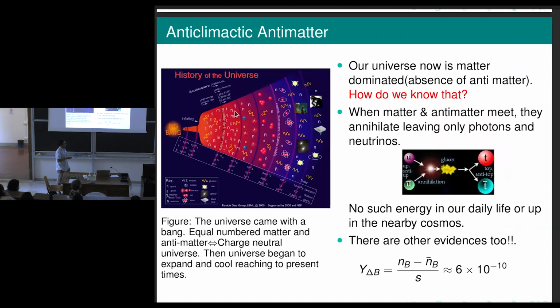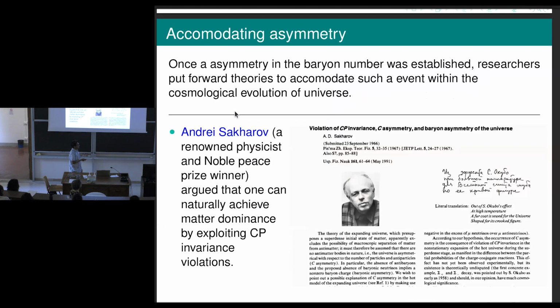So the question is why our universe is matter dominated. We know that when matter and antimatter meet, they annihilate, and we have only photons and neutrinos. There are observations like Big Bang nucleosynthesis and cosmology CMB data. The difference between baryons and antibaryons comes out to be such that for every 10 to the power 10 antibaryons, we have one more baryon.